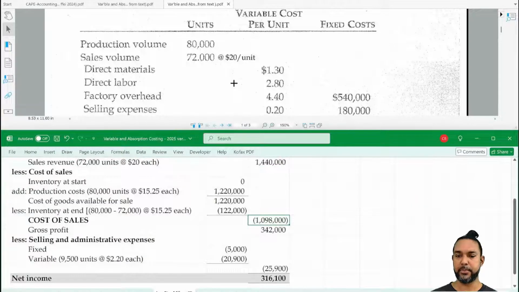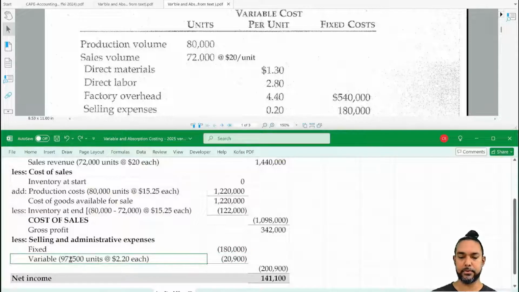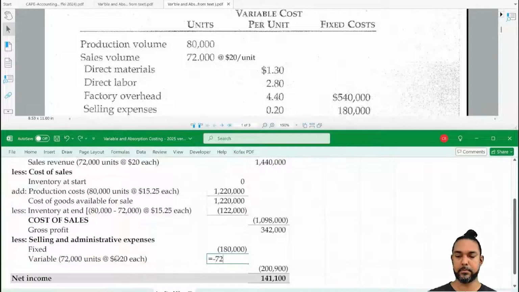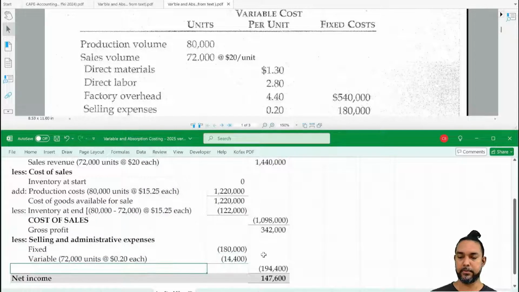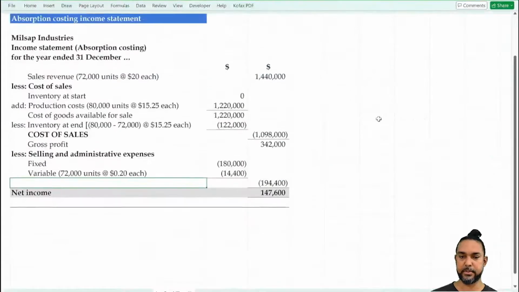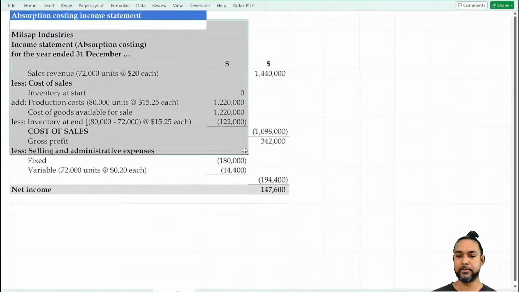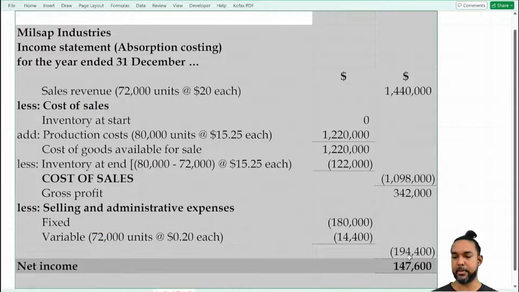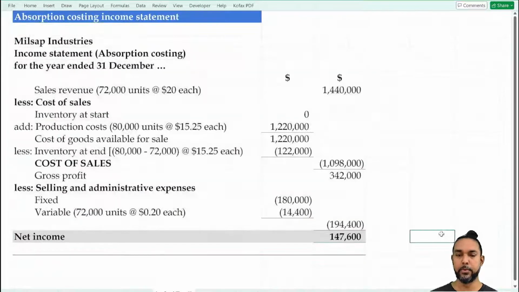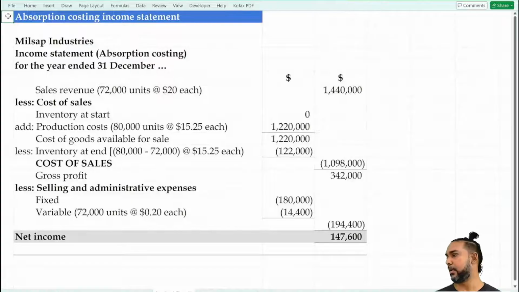Right, now we're gonna deal with the selling expenses, right? So 180 is the fixed, and then the variable, right? So we sold 72,000 units at 20 cents each, right? 14.4. Okay, and let's maximize this now so we can see it a little better. And we'll zoom into about there. Okay, that's a little too much. Cool, right. So that's the Milsap Incorporation.